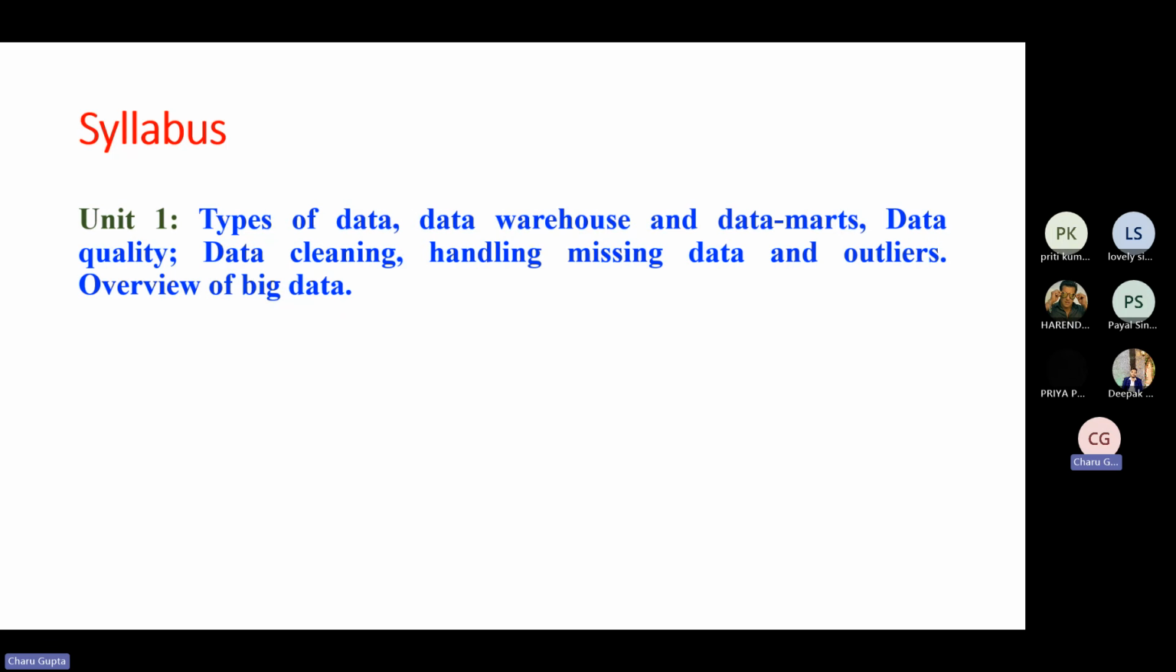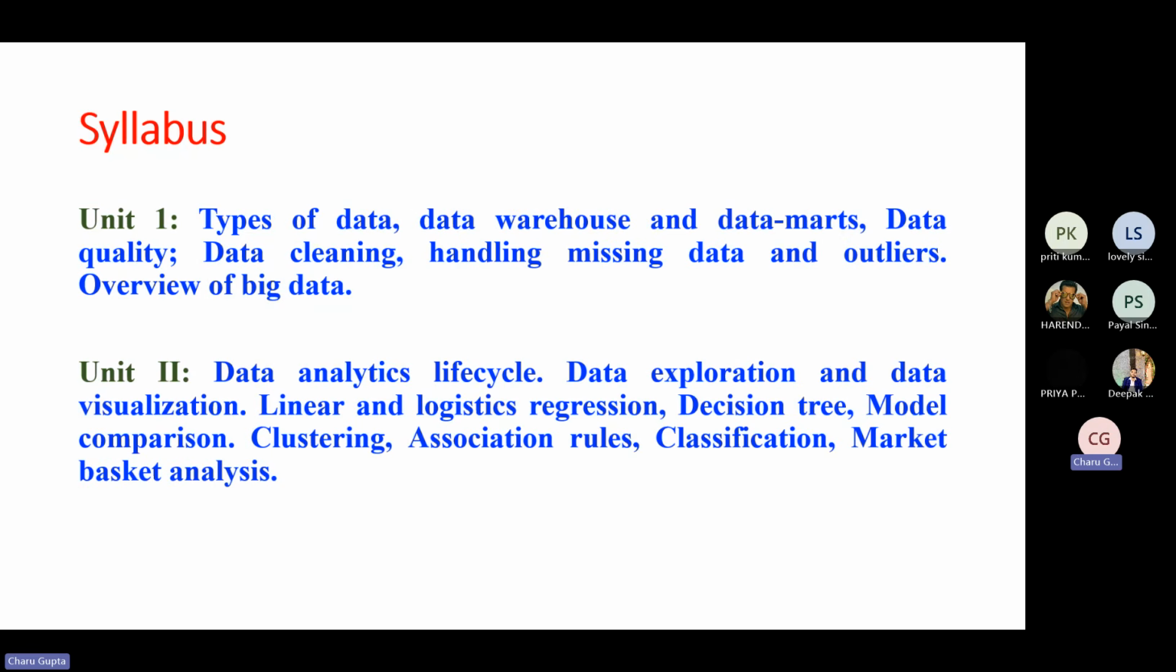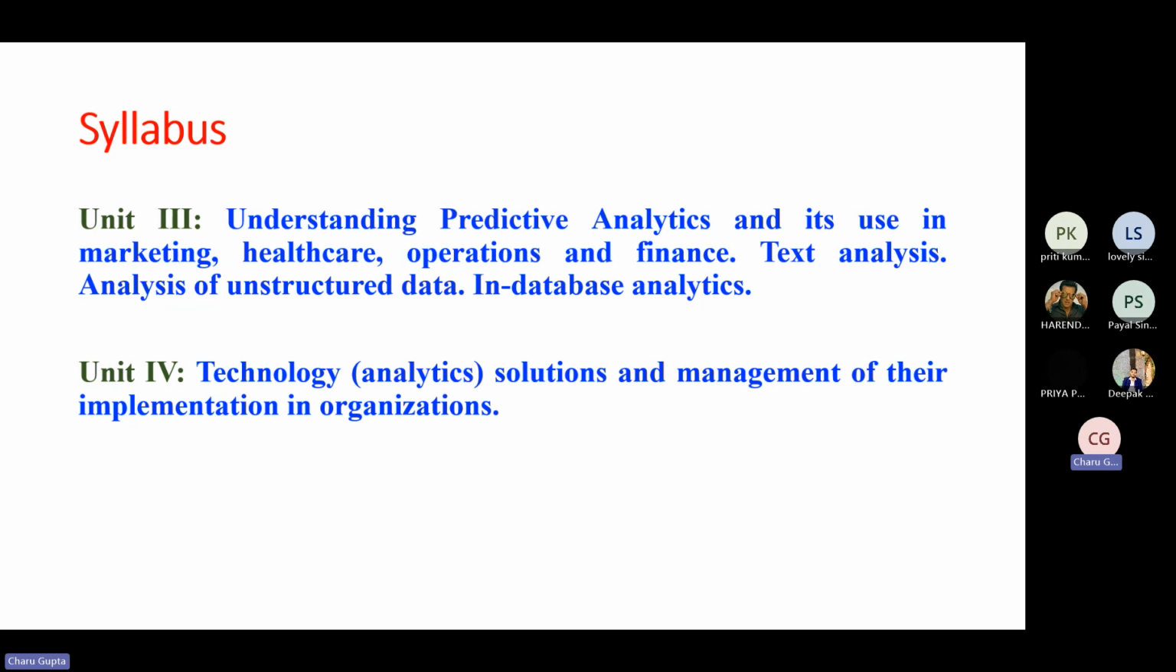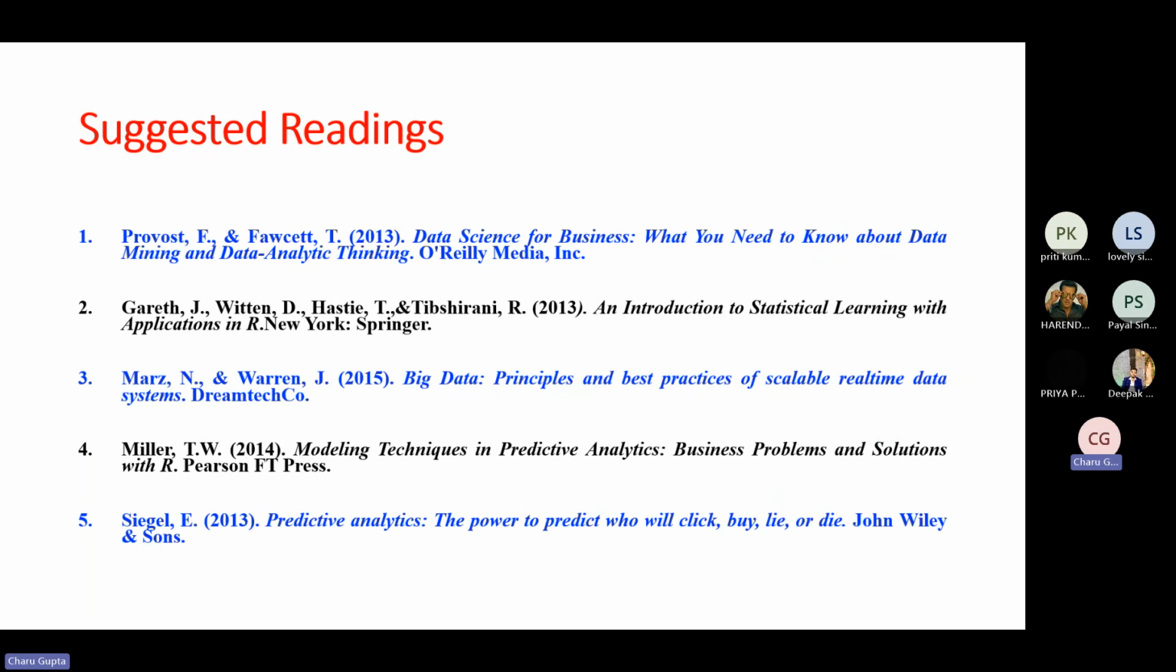The syllabus consists of 4 units. First unit is about types of data, data cleaning and handling missing data and outliers. Second unit is about data analytics, its life cycle, and a few machine learning algorithms. Third unit is about predictive analytics and text analytics, while the fourth unit is about what the technology solutions are and how we can manage them. So let's start with unit number 1.